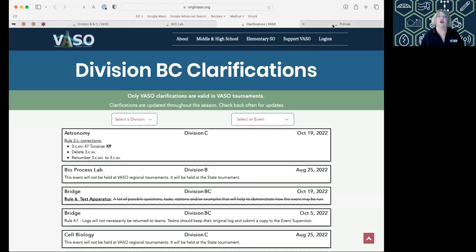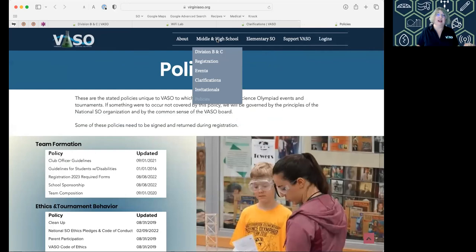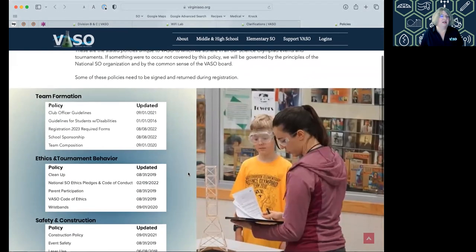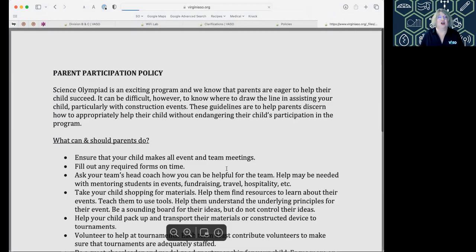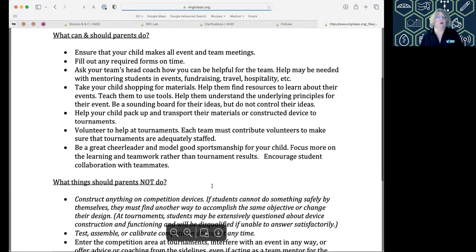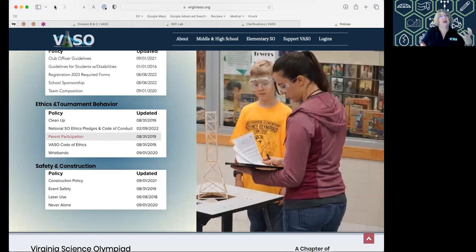I'm going to go to the construction policy. This is a policy that you all should look at, and you should have your parents look at. There's nothing here on the website that the parents can't look at too, right? Again, it's under middle and high school, and there's policies. There's all these policies here. They're all useful, interesting to see. Parent participation is a great one for you all to hand out to the parents. It talks about what can and should parents do and what should parents not do. So that's a great resource for you to hand out to the parents of the kids on your team, for them to understand what is in bounds and what is not in bounds. But let's take a look at the construction policy in particular.